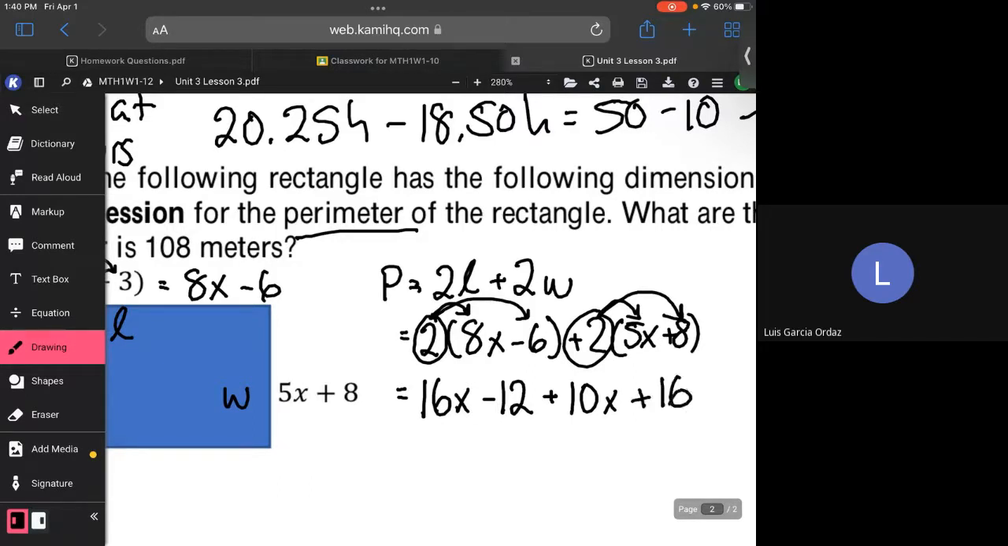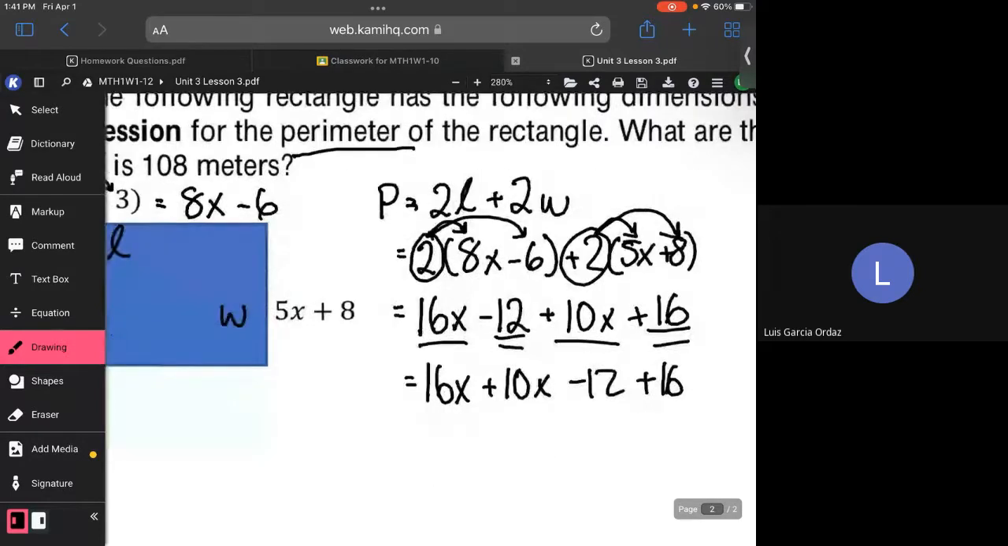So what are my like terms on my right side? Maya. 16x and 10x. Okay. And what else? Negative 12 plus 16. Okay. So someone tell me what 16x plus 10x is. Matthew. 26x. What is negative 12 plus 16? Laura? Positive 4.